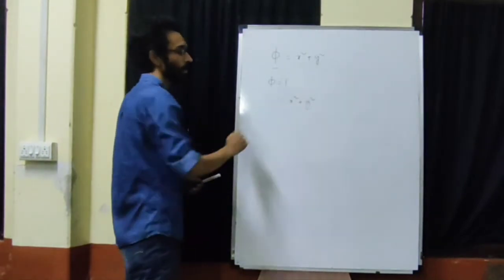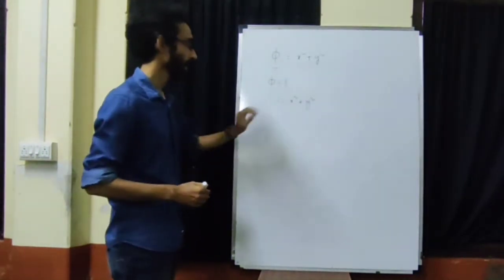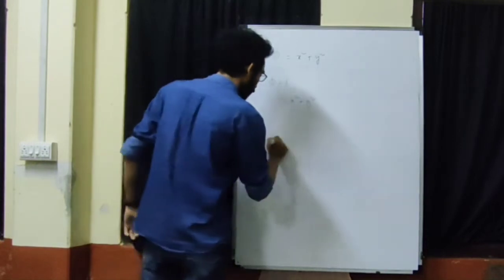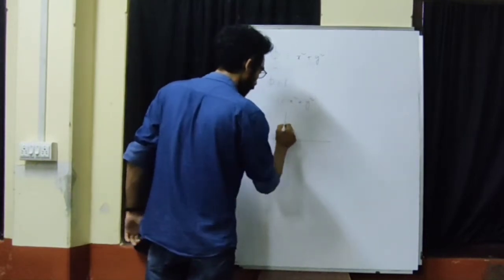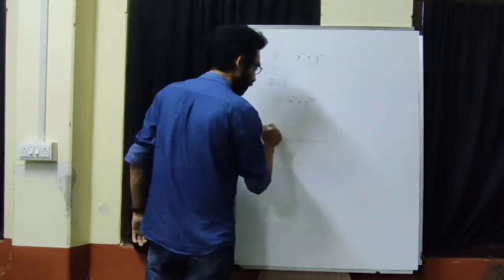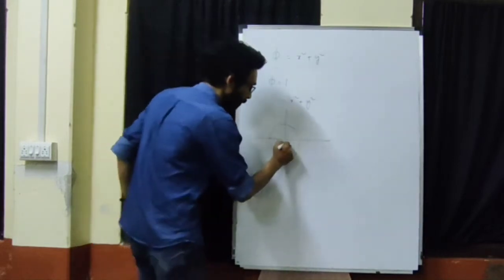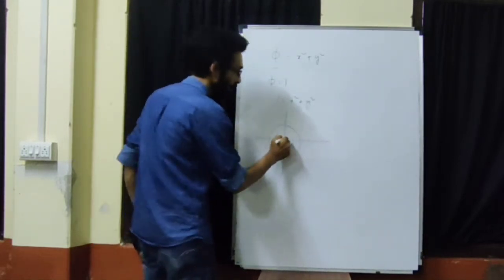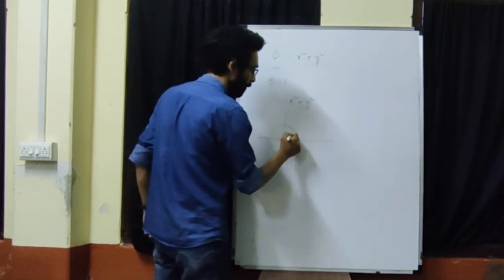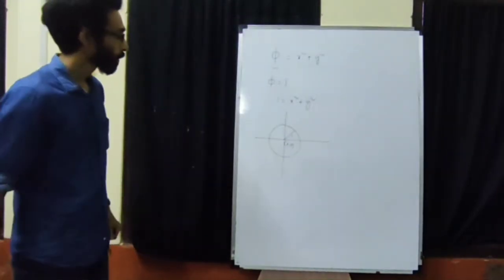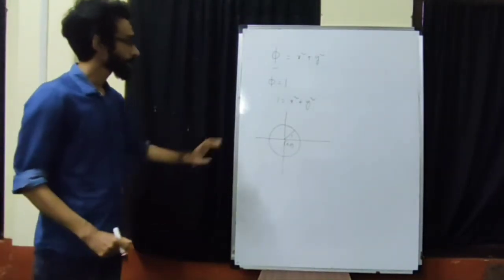Now this is the equation of a circle whose center is at the origin. So let me draw this. Center at origin and the value of radius is 1. Now this is one surface.